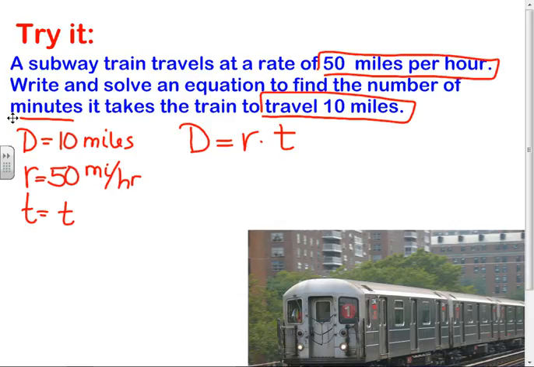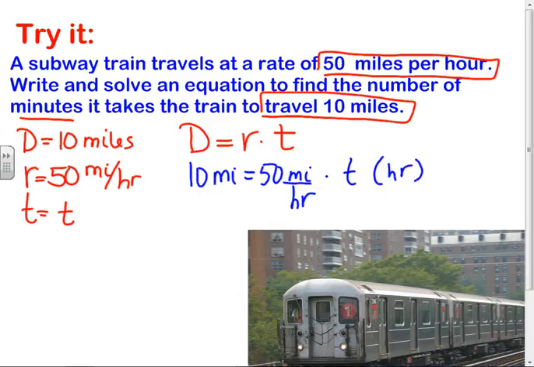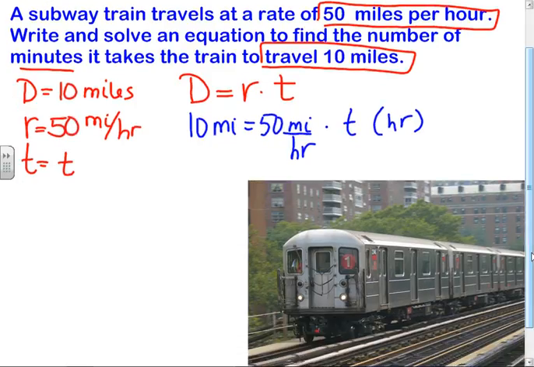Let's substitute it in here. So my distance is 10 miles equals 50 miles per hour, and T is the number of hours. And if I look at the units, they have to work. So the hours would cancel and I get miles equals miles. How do you solve that equation? It's 10 equals 50 T.